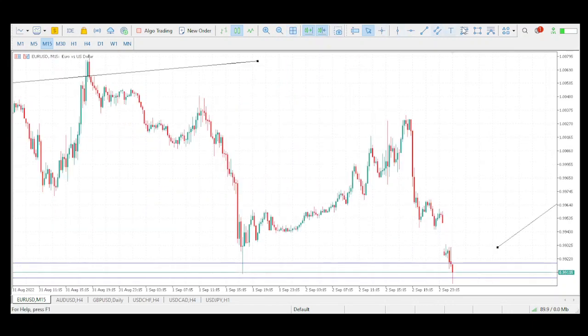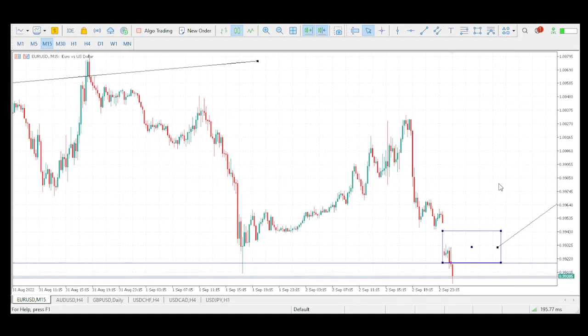So let me draw a box and see what will happen here. This is what we are looking for this week. We are looking towards what will happen around this zone. I want to see what will happen around this box.